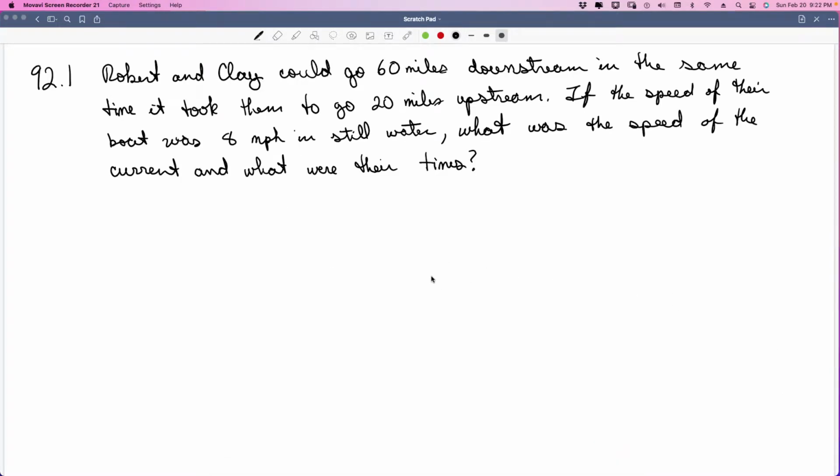Robert and Clay could go 60 miles downstream in the same time it took them to go 20 miles upstream. If the speed of their boat was 8 miles per hour in still water, what was the speed of the current and what were their times?